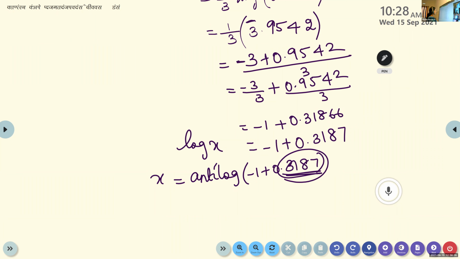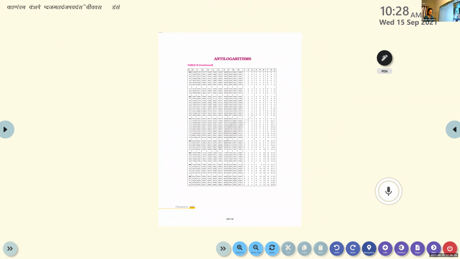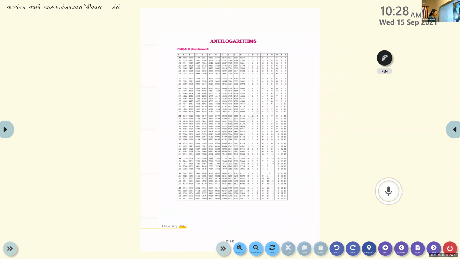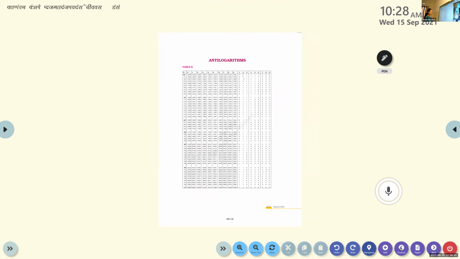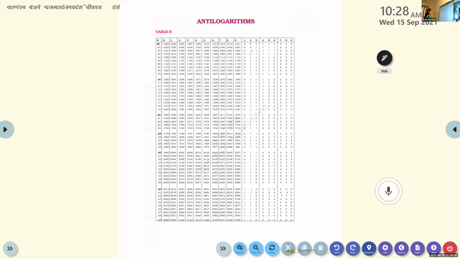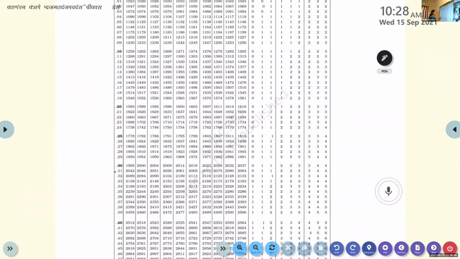This is the antilog table. We want to find the antilog of what is the value we have? Antilog of 3187. So look here, 31, then 8, and the columns 0 1 2 3 4 5 6 7 8. So you'll get 2080, isn't it?